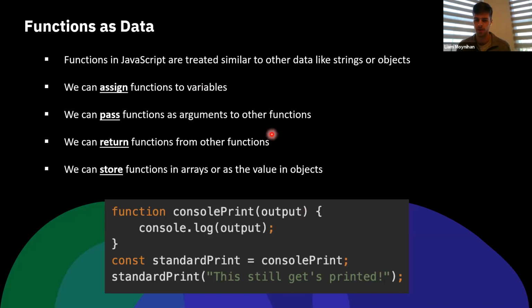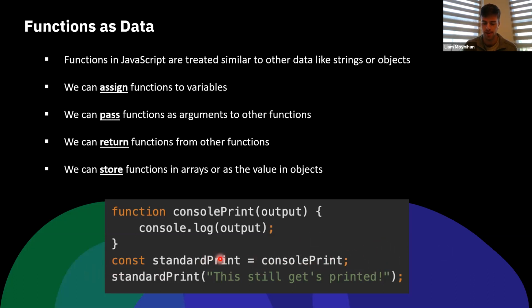So essentially what I'm talking about here is down here, we're defining this function called console print. It's just going to print out whatever argument we're given. We can then set a variable equal to console print. And note that there's no parentheses here. We don't have parentheses, so we're not actually executing console print on this line.